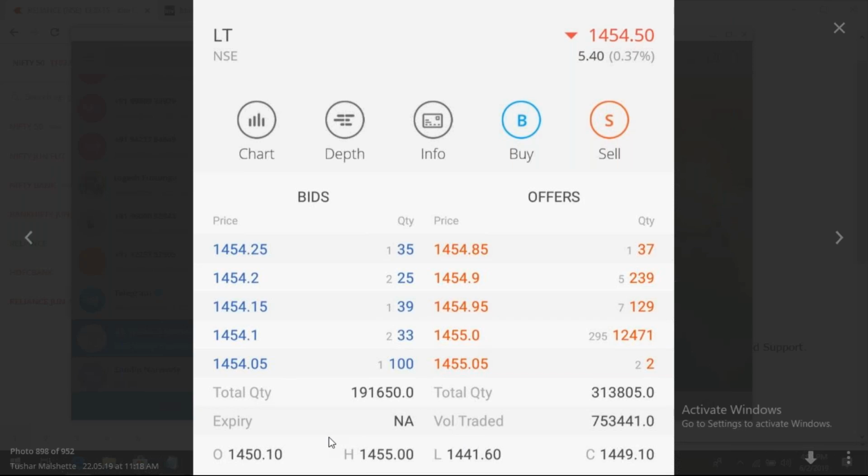Something is wrong here in the bidders and offers, in the quantity. What is wrong? Large quantity selling. Something is going on here, right? Usually we see quantities like 35, 25, 39, 30, 100, 37, 120, but suddenly at 1455, why 12,471 quantity?